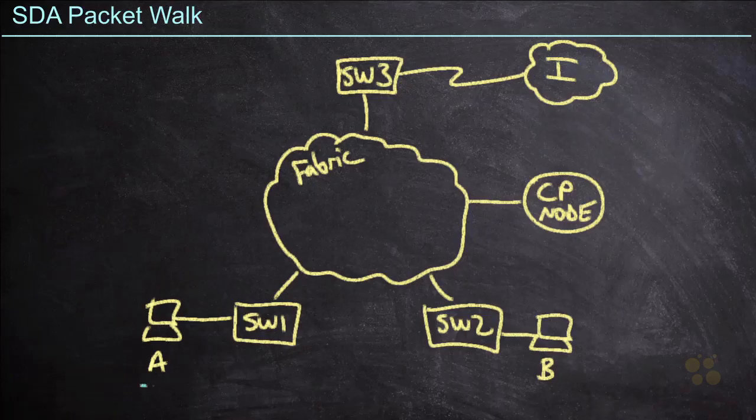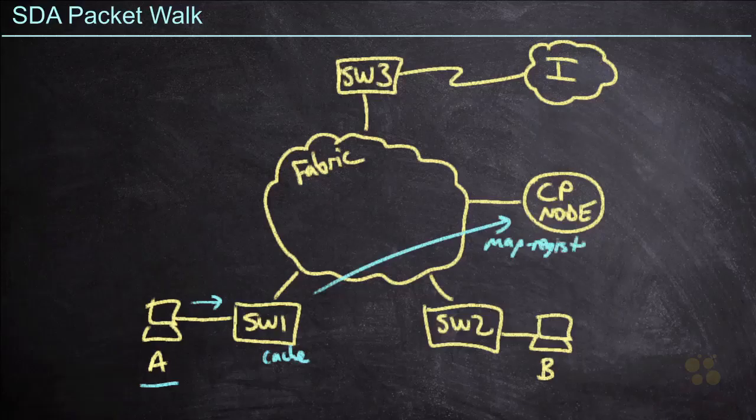Let's say host A is connecting to the network and it sends some initial traffic. Switch 1 is going to detect that traffic as a new entry, a new host that's attached, so it's going to create a local cache entry so it knows where it is. Then it's going to send a map register message to the control plane node. And the control plane node is going to create that endpoint identifier to routing locator mapping, or EID to RLOC.